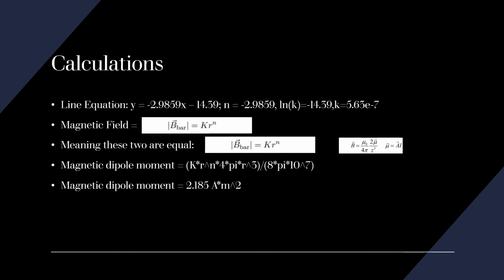From the line equation, we found that k is equal to 5.63 e to the negative 7 and that n is equal to negative 2.9859. We know that the magnetic field is equal to k r to the n from the distance dependence formula, and we also know it's equal to mu naught over 4 pi times 2 times the dipole moment over z cubed, which is the same thing as r cubed. So we can set those two equal to each other to get the magnetic dipole moment, with the equation shown on screen. And we found that the magnetic dipole moment was 2.185 amps times meter squared.